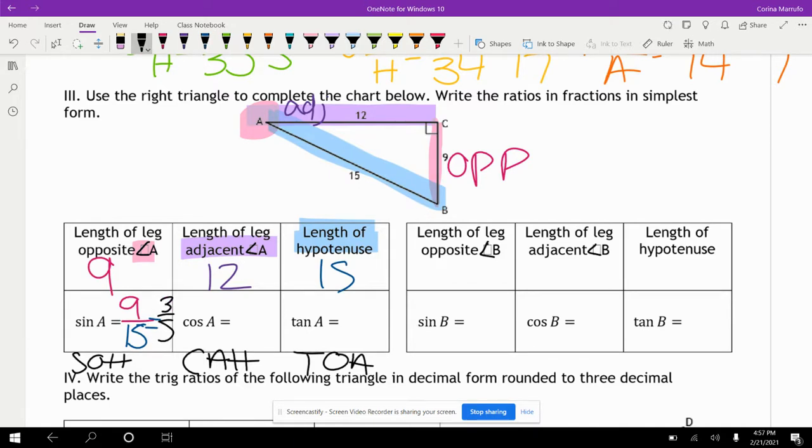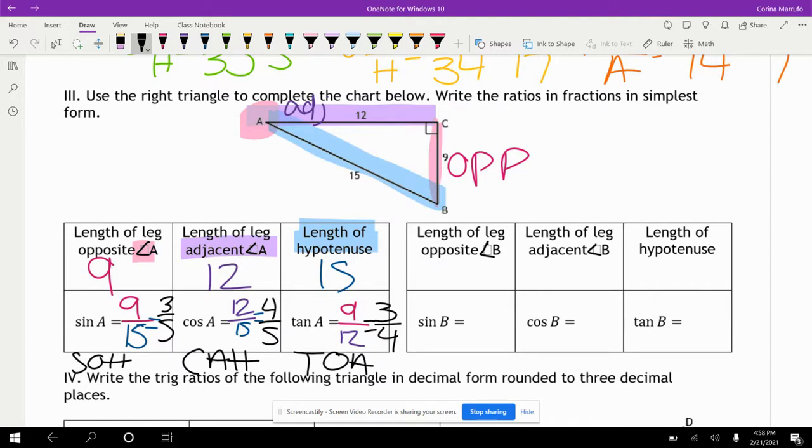Now the next one, cosine of A. So here, we have 12 as my adjacent side over my hypotenuse, which is 15. If we reduce that, it is going to give me 4 over 5. And last is tangent, which is opposite over adjacent. We said the opposite was 9 and the adjacent was, no, I'm sorry, 12, not 15. So then 9 over 12 is going to reduce to 3 over 4.